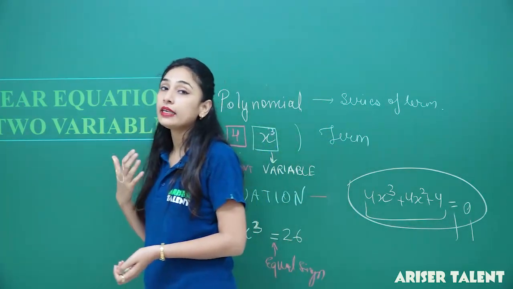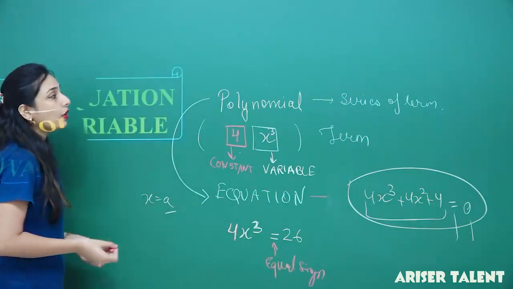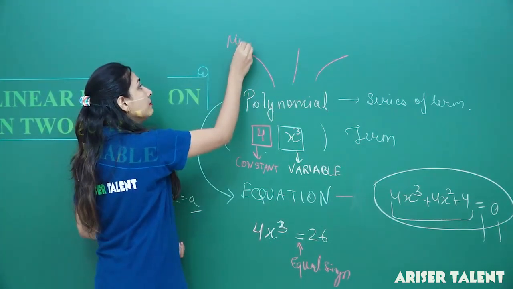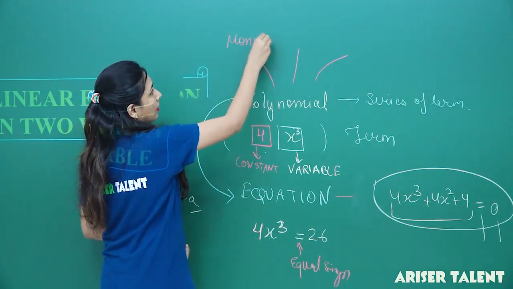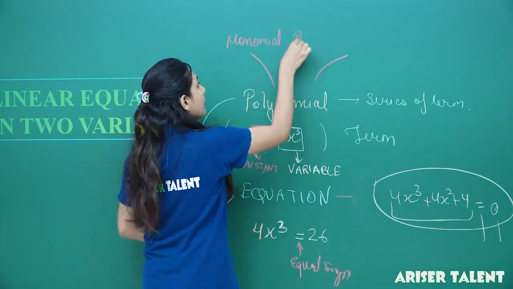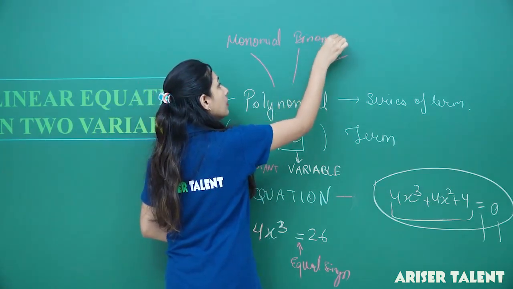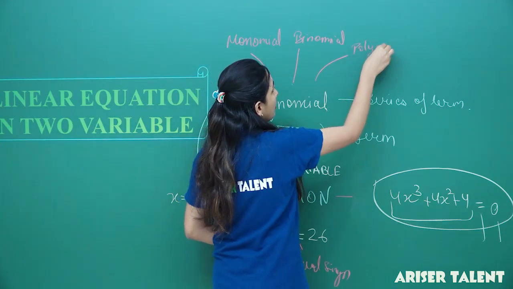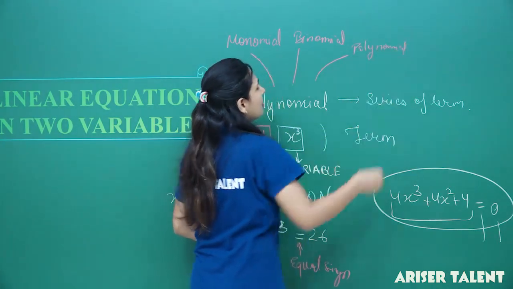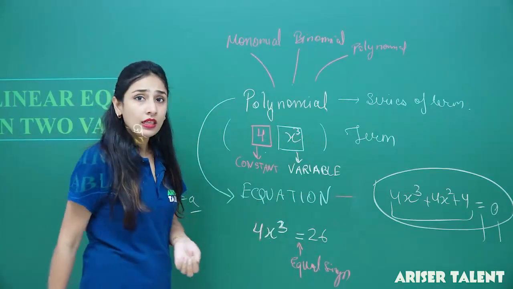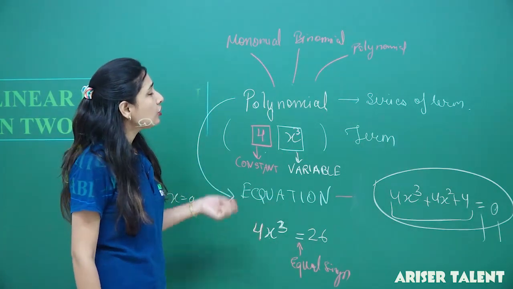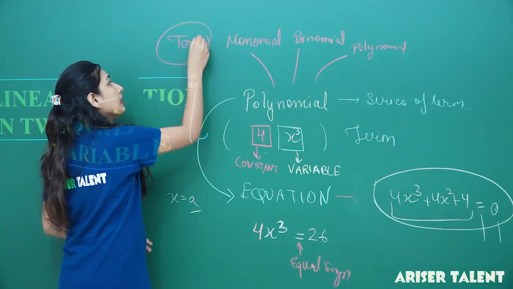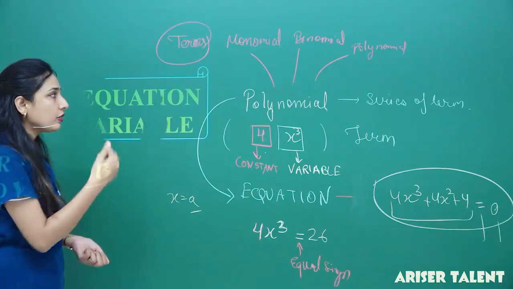Now, what is a linear equation? We have talked about polynomial, we have talked about monomial, right, binomial, right, and polynomial. We have also classified trinomial, right, and then polynomial. Okay, so no big deal. This is on the basis of terms, the number of terms that one particular polynomial is having.